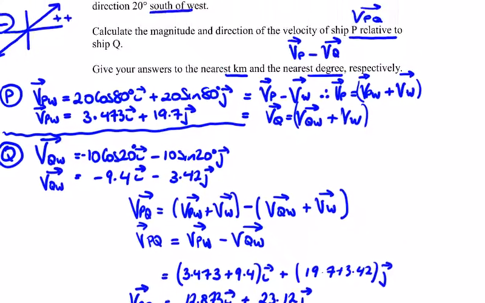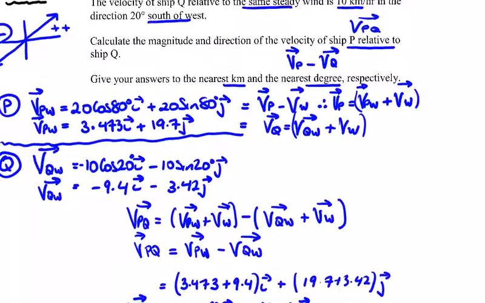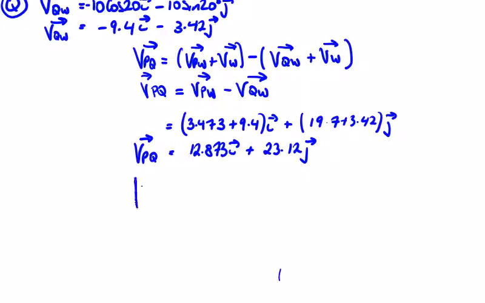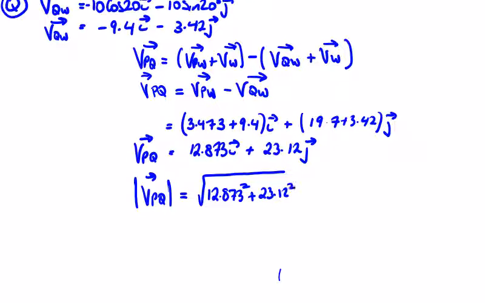That was part 1. The velocity of P relative to Q, and then we're asked for the magnitude and the direction of it. So the magnitude of the velocity of P relative to Q is the square root of 12.873 squared plus 23.12 squared, which is giving me 26.457 kilometers an hour, which is 26 kilometers an hour to the nearest kilometer.